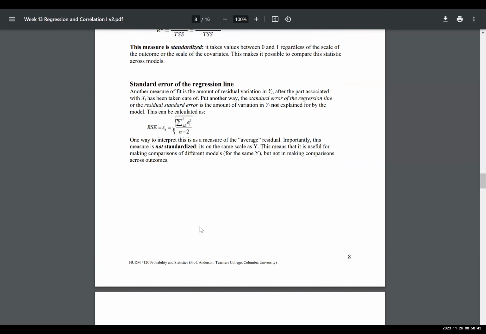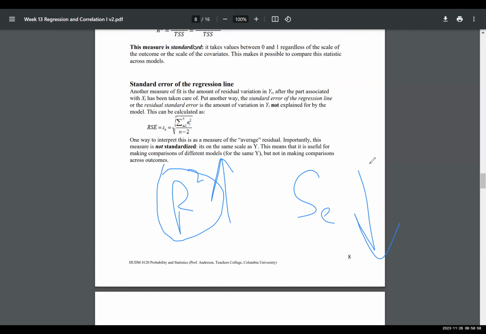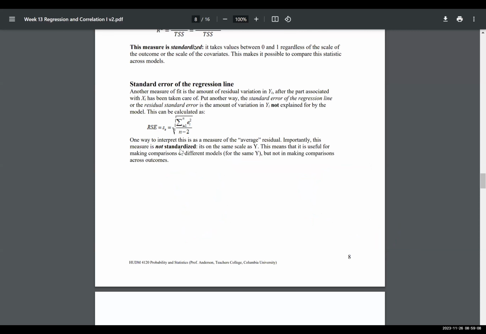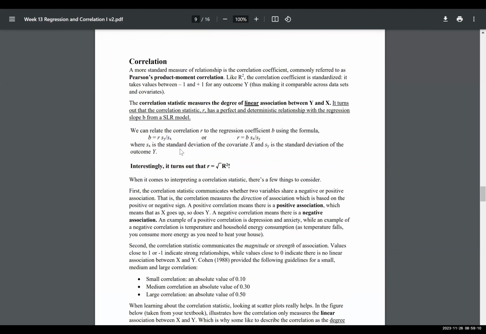So I'm not going to test you over this. I will just say that as R squared goes up, the standard error of the regression line must go down, right? Because in this case, you have more explained variance, so you have less unexplained variance. So the two are inversely related, but I'm going to be focusing mostly on R squared as a measure of model fit.